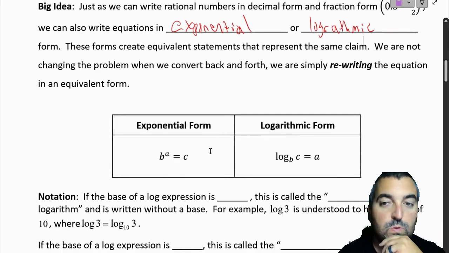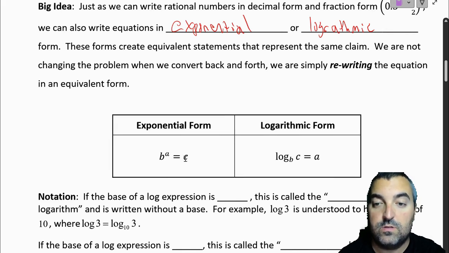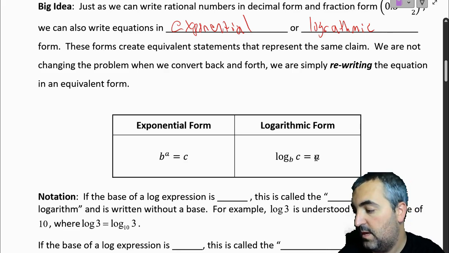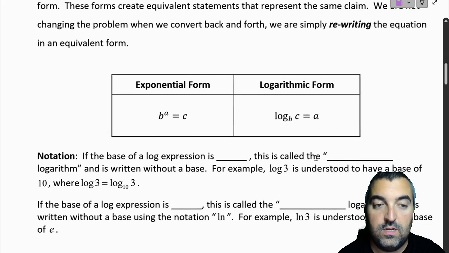Again, these two things are equivalent to each other. So b to the a equals c would be the same as saying log base b of c equals a. So they are equivalent.